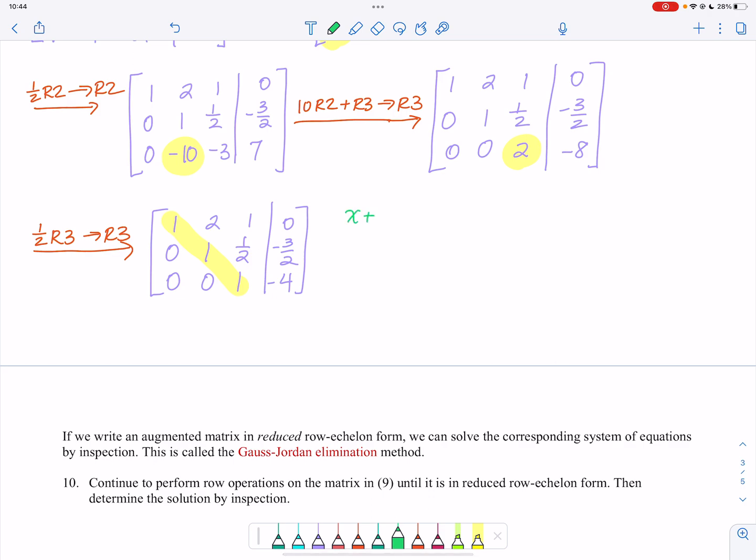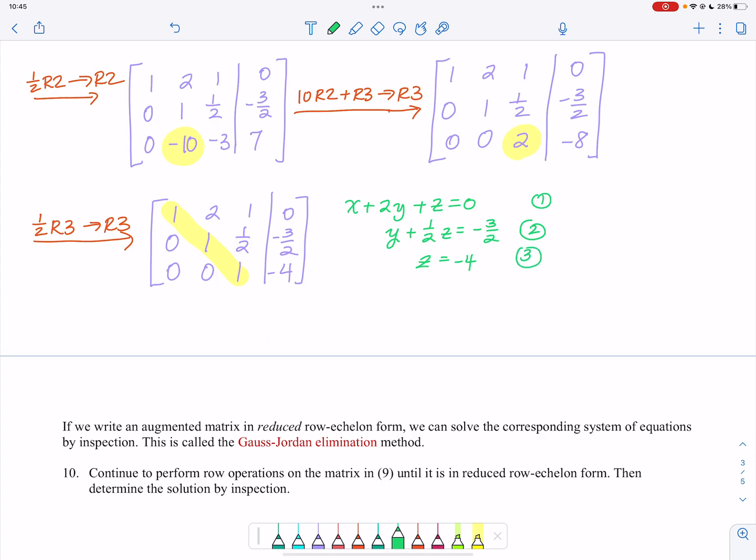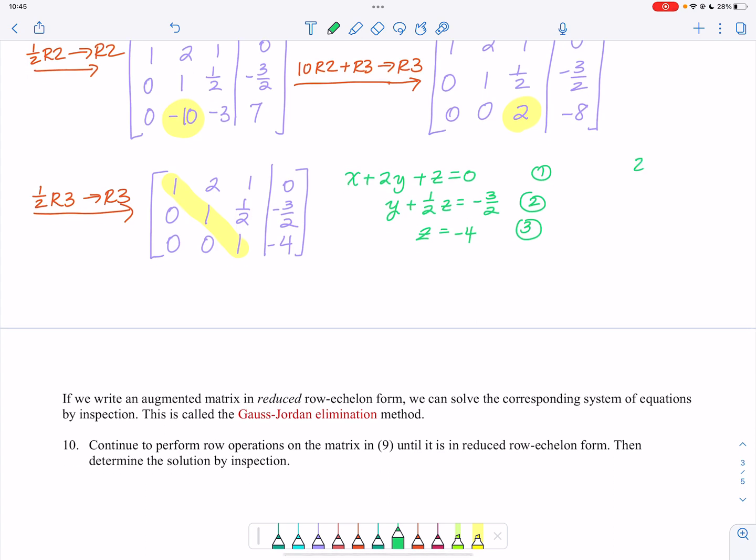We have x plus 2y plus z equals 0. And we have y plus 1/2 z equals negative 3/2. And then we have z equal to negative 4. So if we have z equal to negative 4, let's use z equal to negative 4 in equation 2. So we have y minus 2 equals negative 3/2, and y equals 1/2.